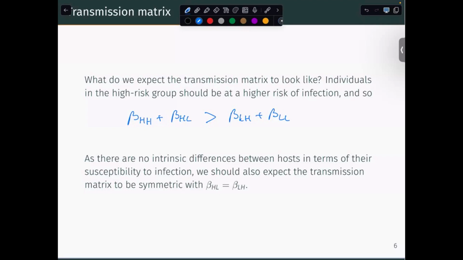So you can think of this as being, what is the rate, we'll talk about this in a moment, but the contact rate of these individuals, high and low risk. Well, a high risk person meeting a low risk person is the same as a low risk person meeting a high risk person.